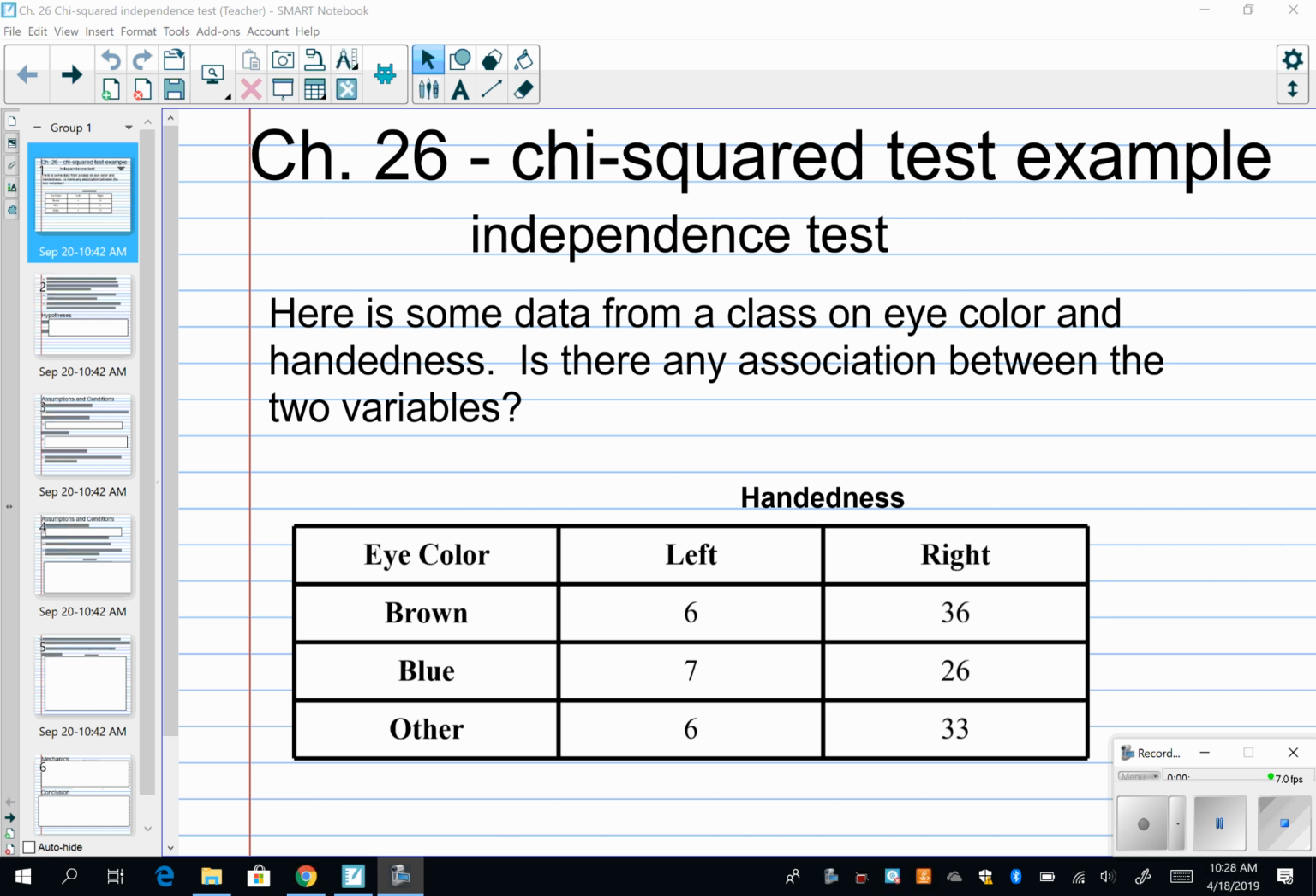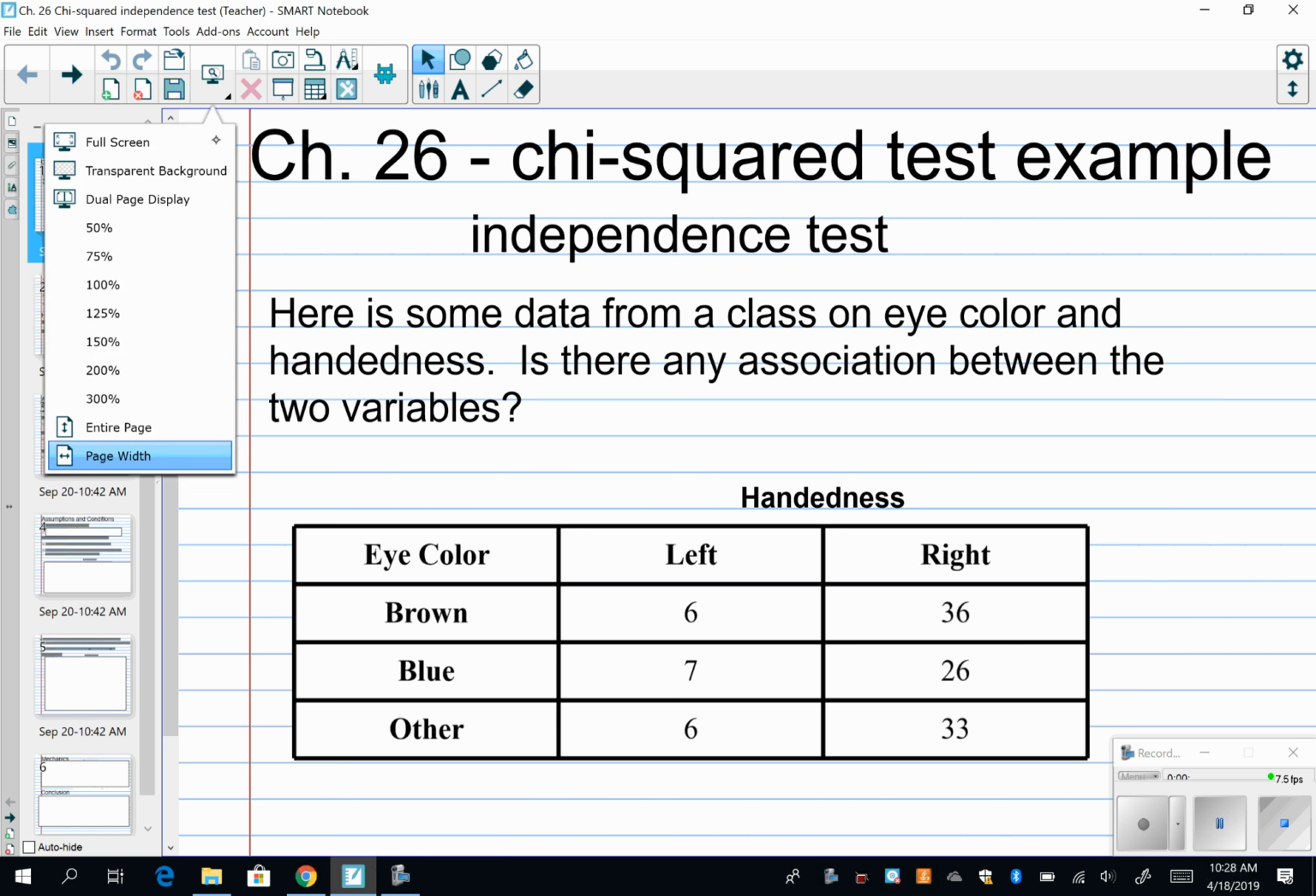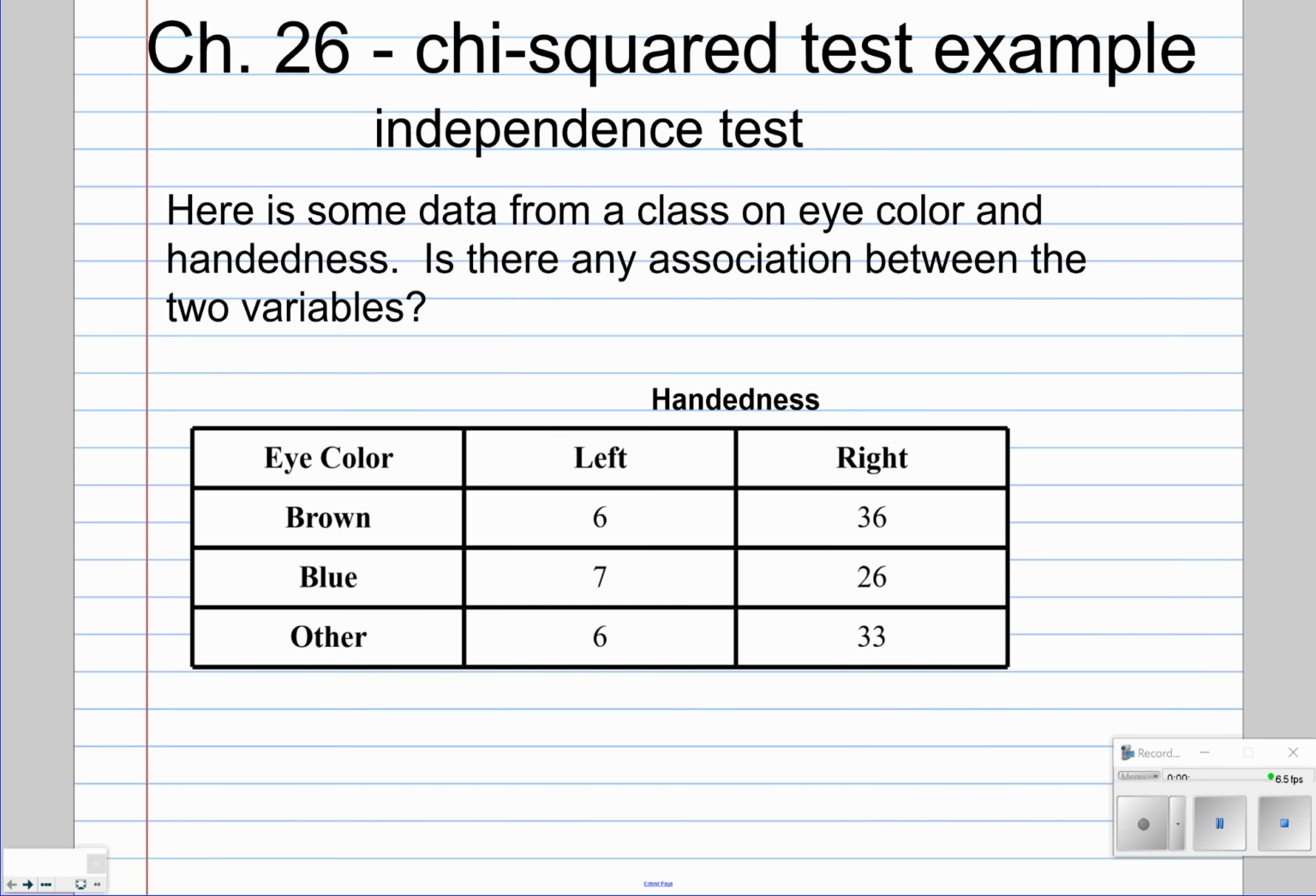Now, what I want to focus on today is it's the same exact thing as yesterday. So I want you to tell yourself that right now inside your head, it's the same exact thing as yesterday. But now we're doing a chi-square test for independence. So now we have two variables that I care about: your dominant hand and your eye color.